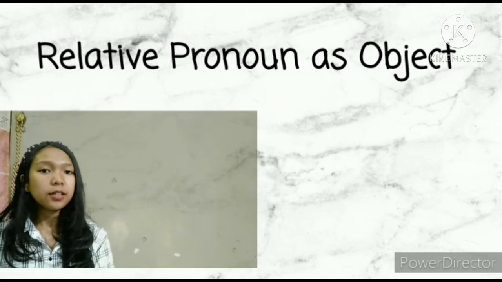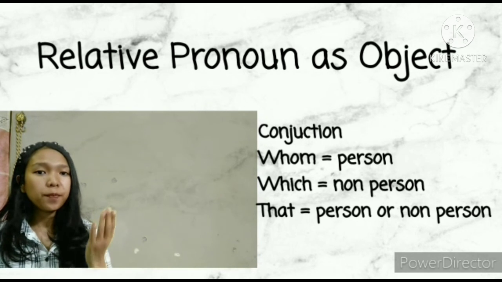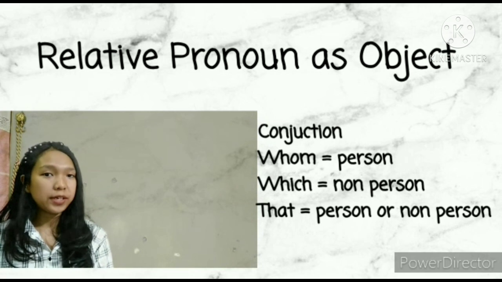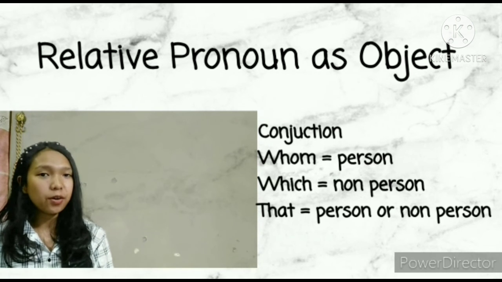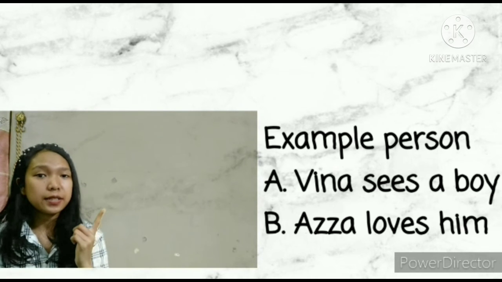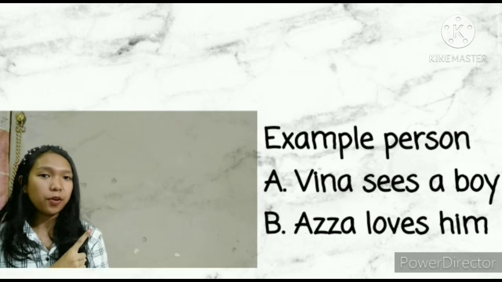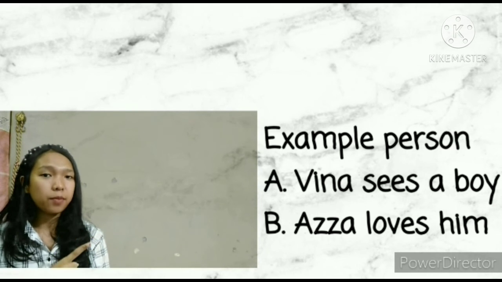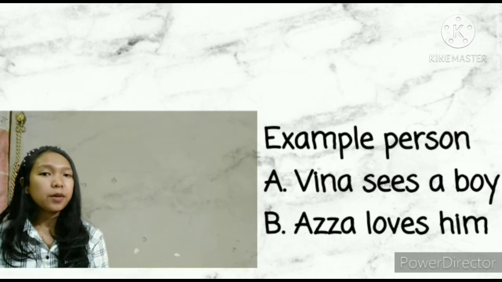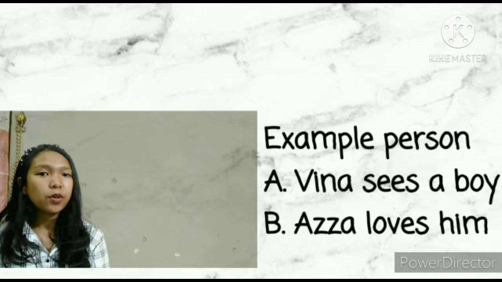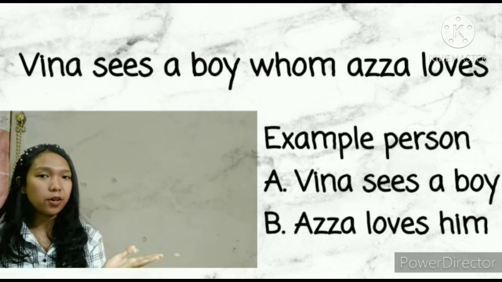Second, RPO, relative pronoun as object. The conjunction whom we use for a person, which we use for a non-person, and that we use for a person or non-person. The example of a person: Vina sees a boy. Azza loves him. Him refers to boy. So him and boy are the same person. Because the object is a person, we use whom. So we can write: Vina sees a boy.